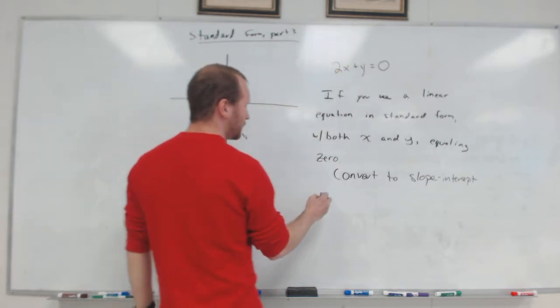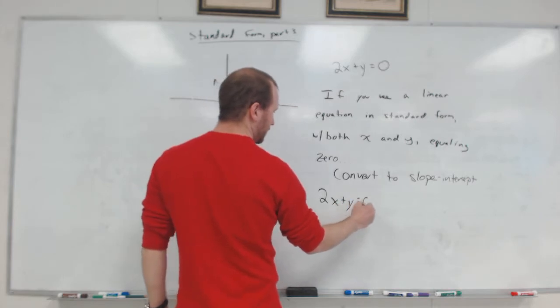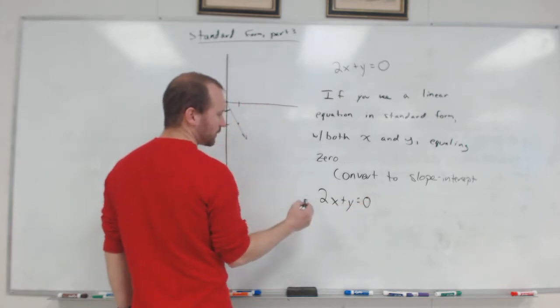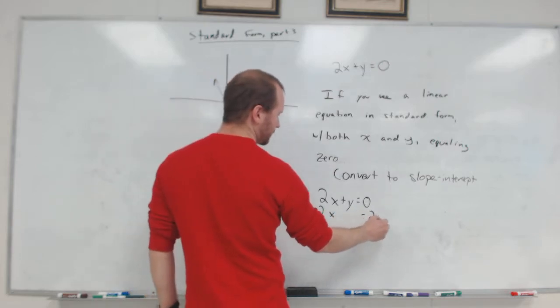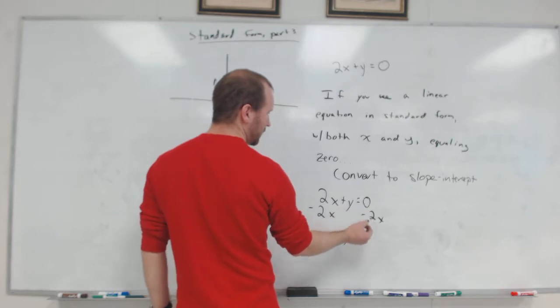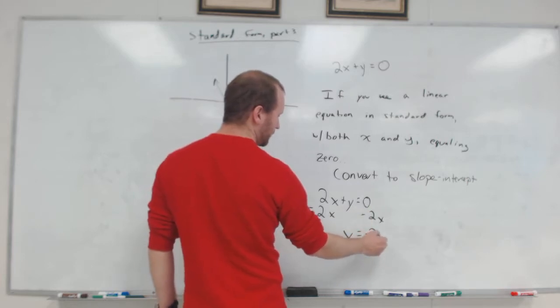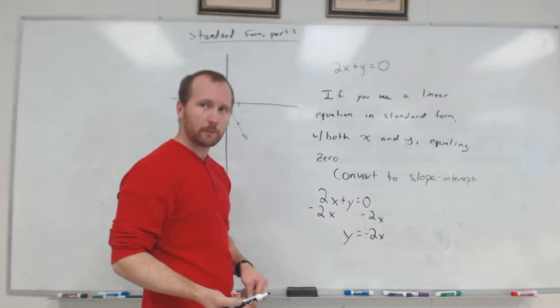So if I had 2x plus y equals 0, I can convert this into slope-intercept form by just subtracting 2x from both sides. y now equals 0 minus 2x, which is negative 2x. And this is slope-intercept form.